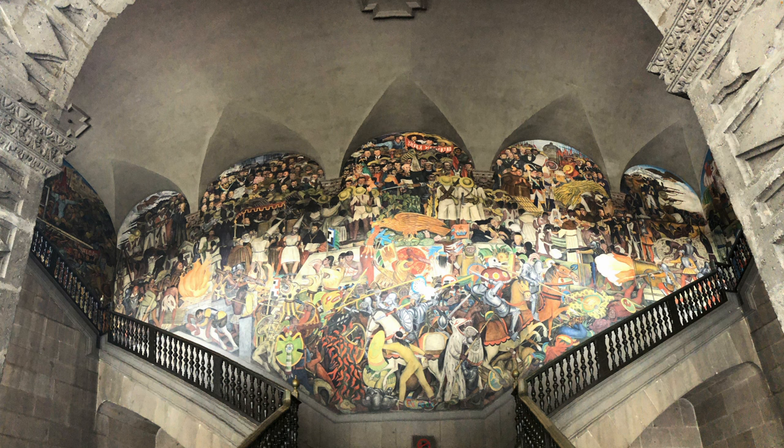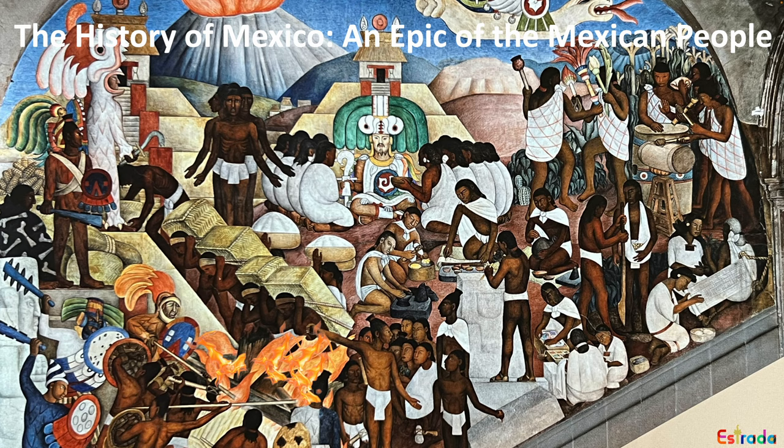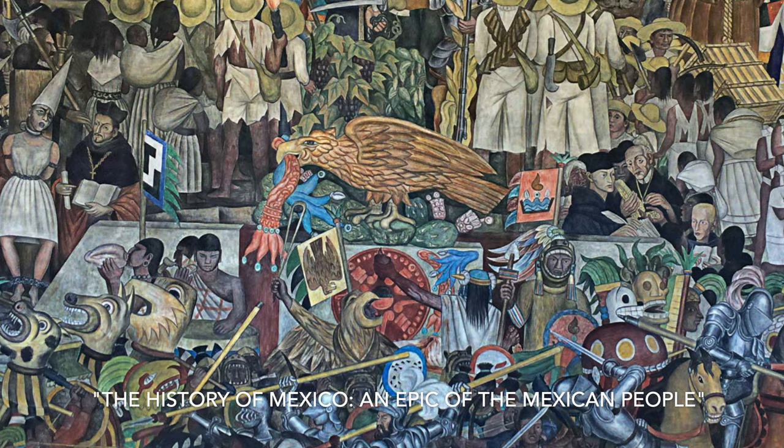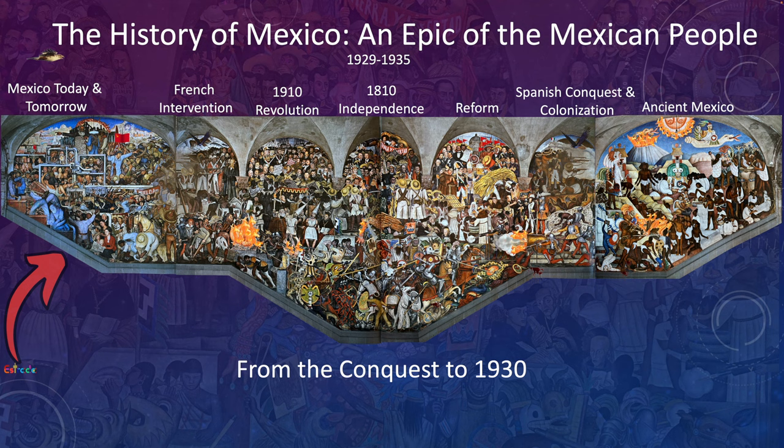Hello friends, this brief video only focuses on one section of Diego Rivera's epic masterpiece, the history of Mexico. The section Mexico, Today and Tomorrow, was the last section painted. It was painted in 1934, and you can see it on the far left.